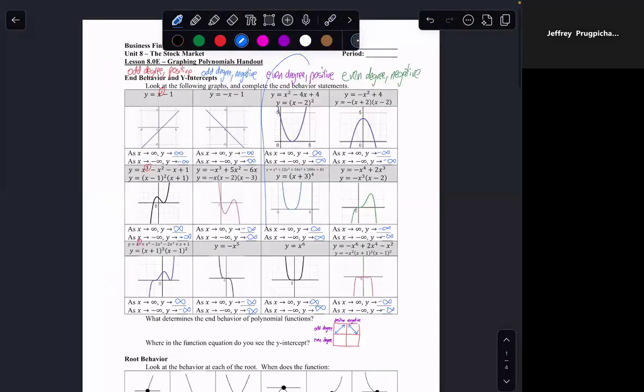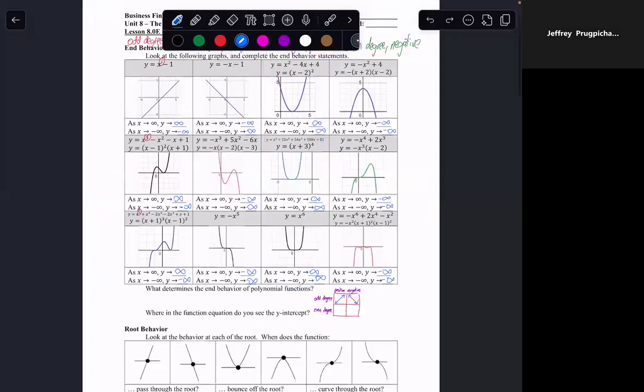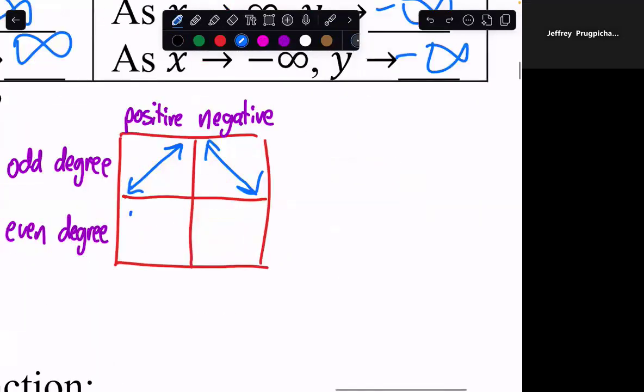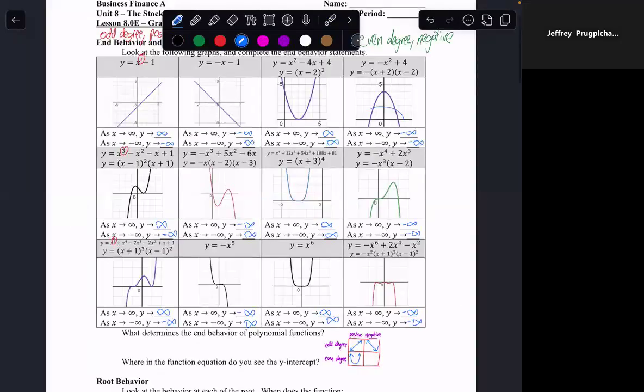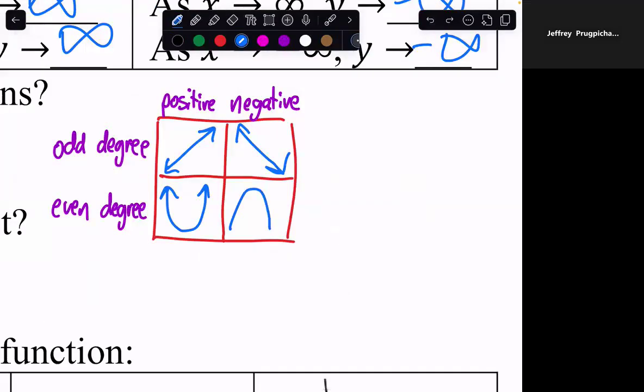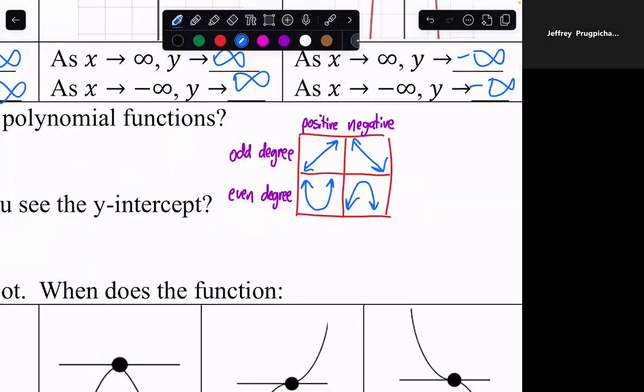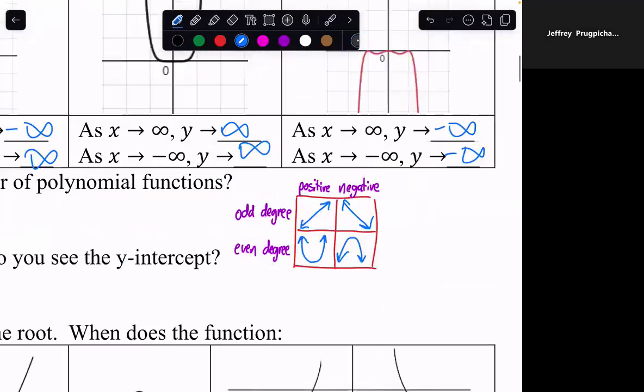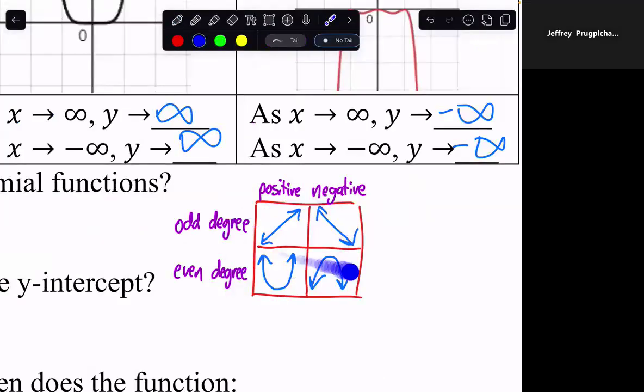Okay, the third column, even degree positive. Both ends are upward, top left and top right. And lastly, even degree and negative. That's the last column. So both ends are pointing downward. Okay, so this chart will be very helpful to us. So please make sure you have it down. We'll be referencing it throughout today.